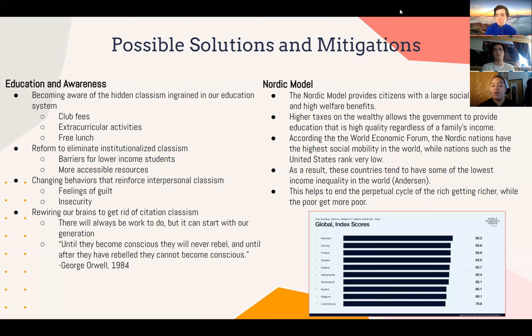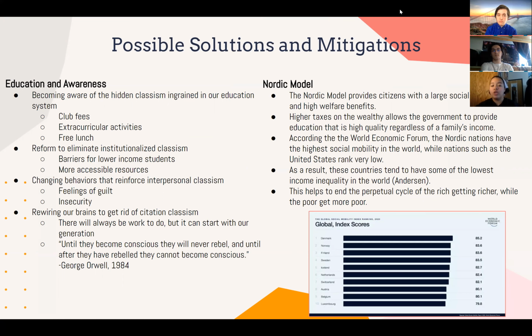So another part of this would be the stigma around things like free lunch. Free lunch is a huge program in the United States, but there's still a lot of stigma for people that receive this program, and working to educate the masses and bring down the stigma would help mitigate classism.